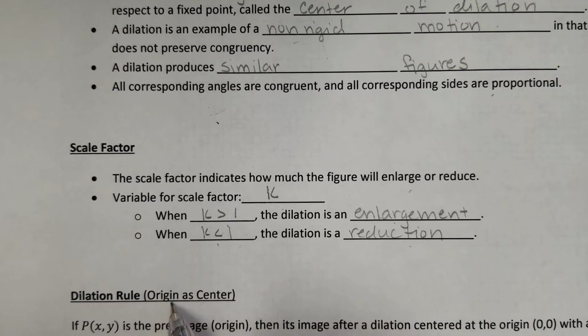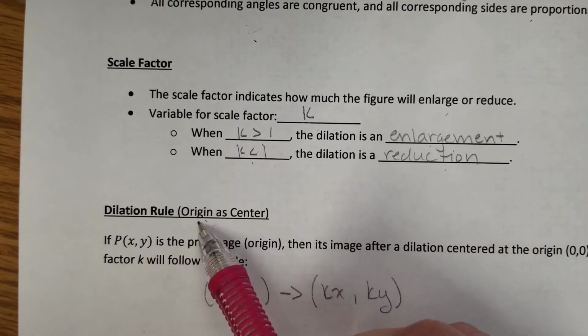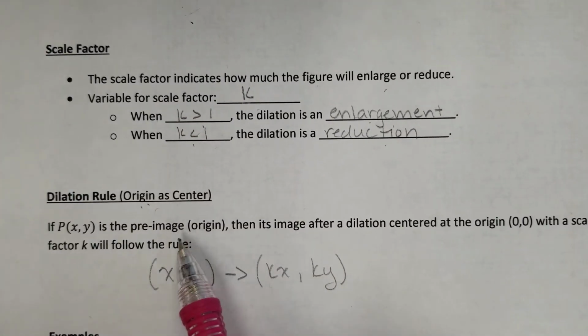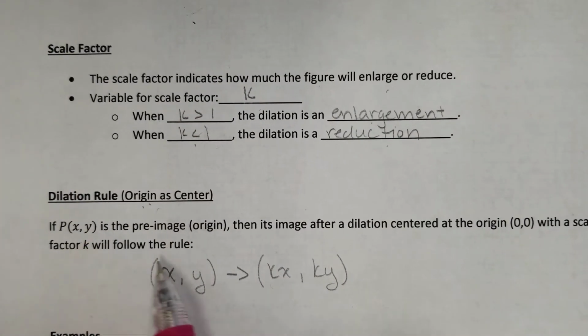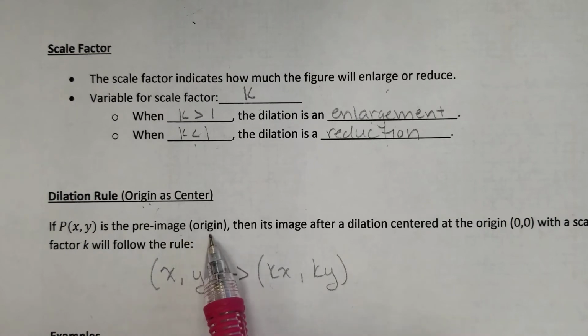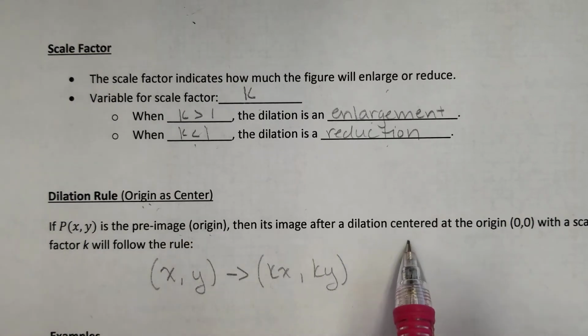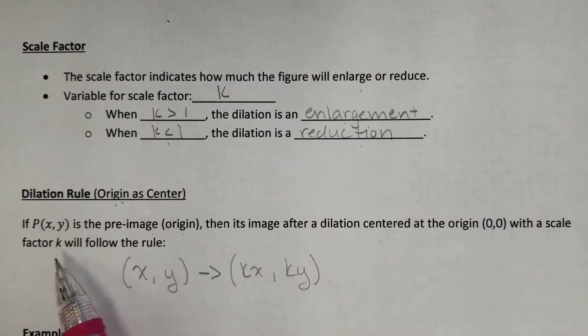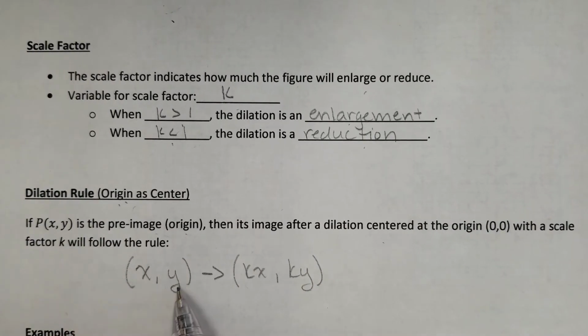Today we're focusing on a dilation where the origin is the center of dilation. When that happens, we can follow this rule. If we have (x, y) as the pre-image, then the image after the dilation is performed is that you take the scale factor k and follow this rule: the original point (x, y) becomes (kx, ky).